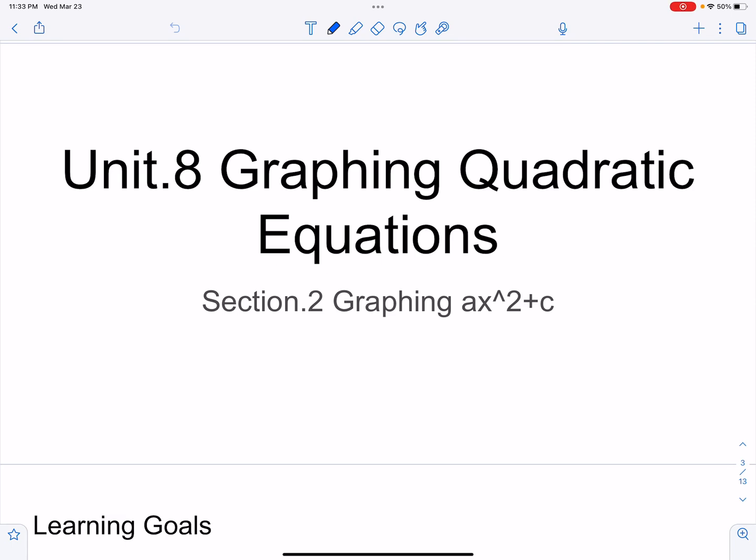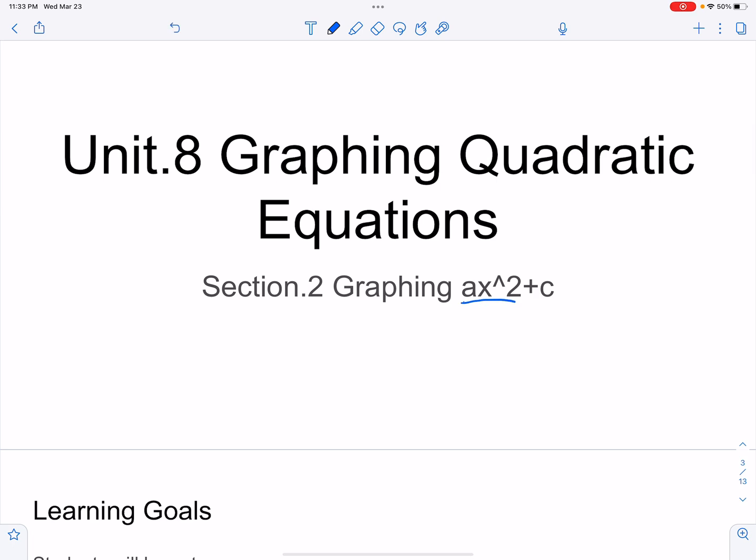Okay, in this video, again, we're going to continue learning how to graph quadratic functions in standard form. You'll notice, again, that we still have our ax squared part from section 8.1. Today, we're going to add on the c value in our quadratic function.